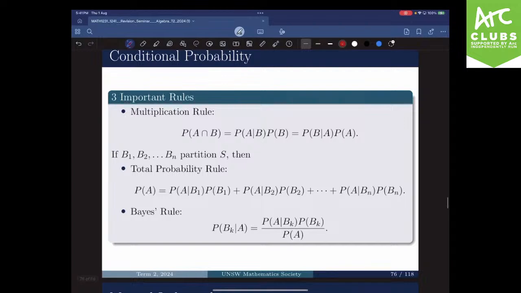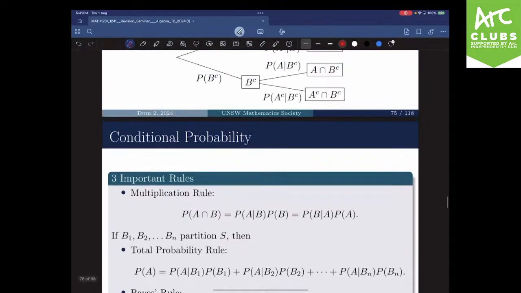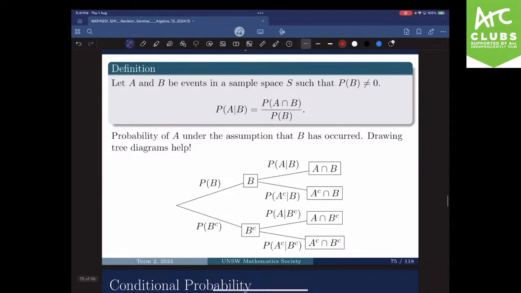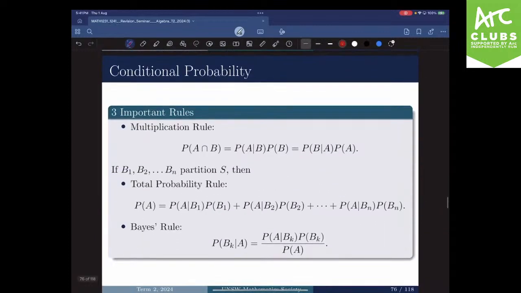Some important rules regarding conditional probability. The first one is P of A and B is equal to P of A given B times P of B. If we look back above, it's just simply multiplying P of B from beneath. You just multiply it across, right? And the same thing for P of B given A, P of A. You just multiply P of A over and we get that.